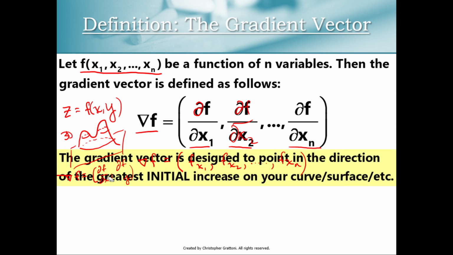Anyway, what does the gradient vector do? Well, the gradient vector is designed to point in the direction of greatest initial increase on your function f. And in our case, our function f is going to be a surface. So the direction of greatest initial increase on our surface.